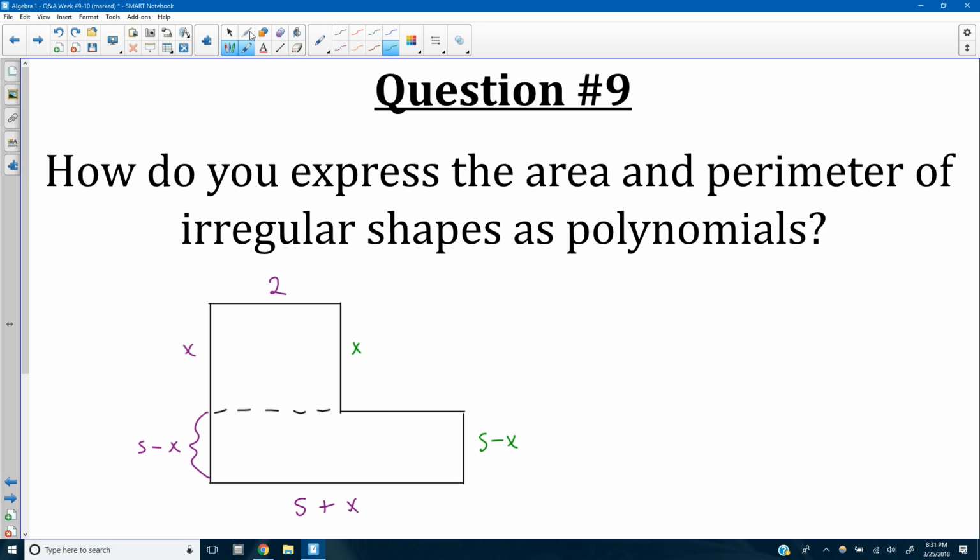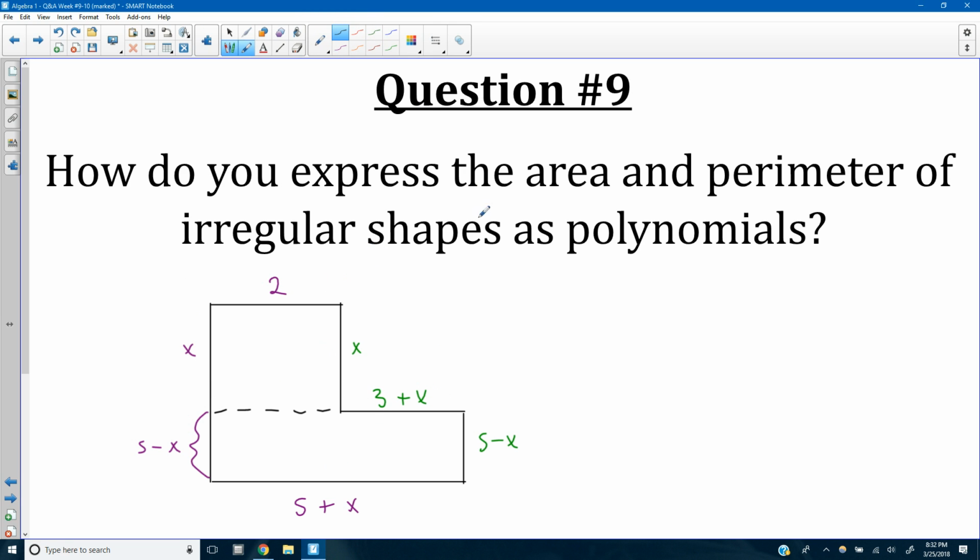And if you think about it, this length is just taking this length here, the 5 plus x, and taking away this 2 right here. What if I take 5 plus x and subtract 2? Well, you get 3 plus x. So this becomes 3 plus x there.